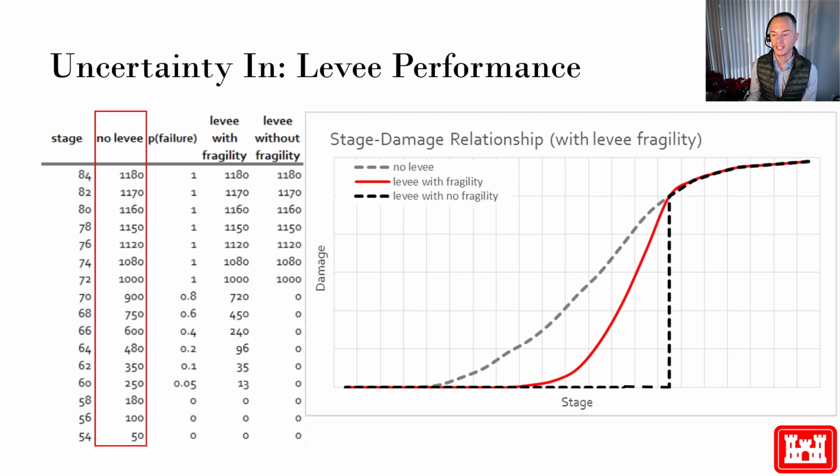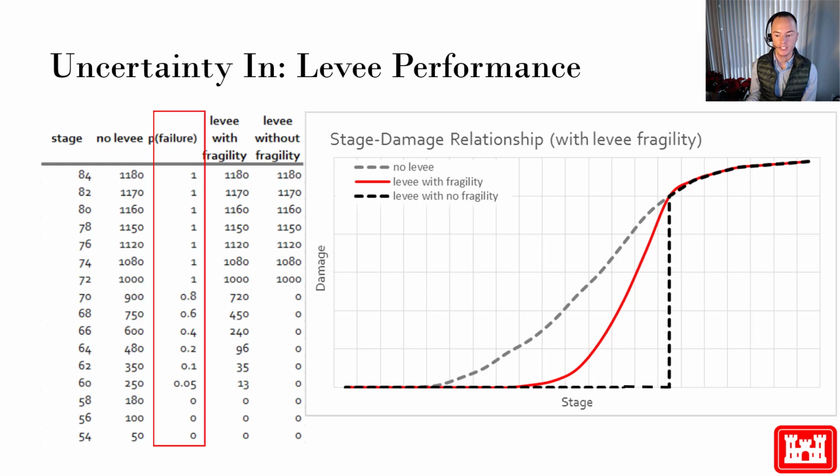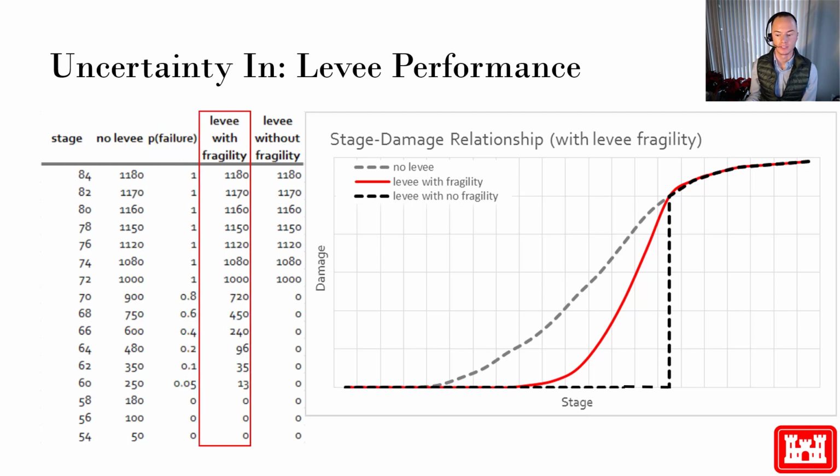Then we multiply this levee failure damage by the probability that the failure does occur at each stage, which gives us a probability weighted stage damage estimate. This probability weighted stage damage estimate is what you see in the red line in the diagram.